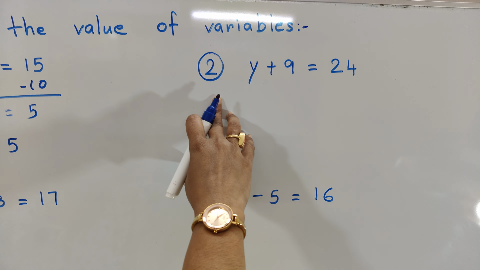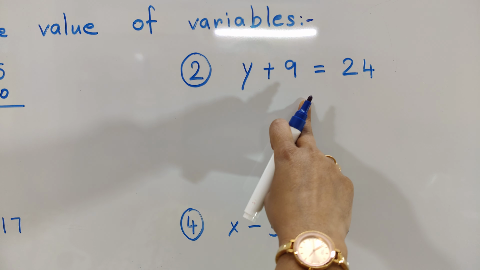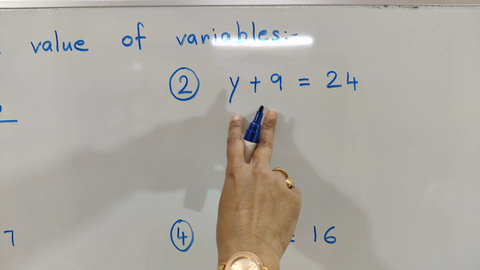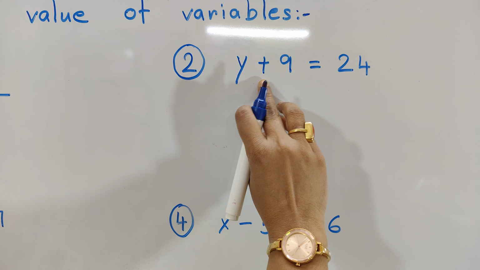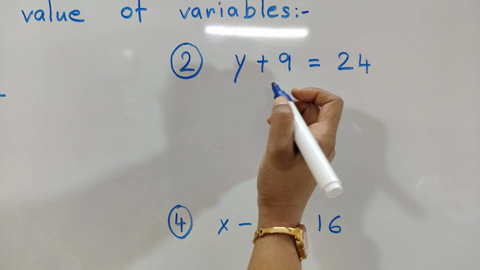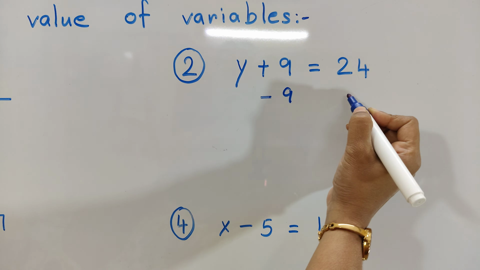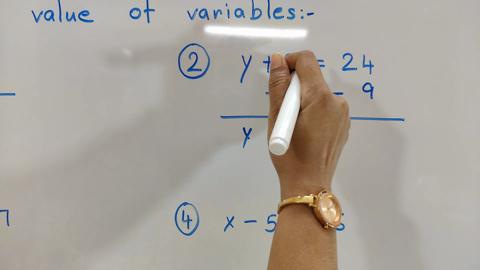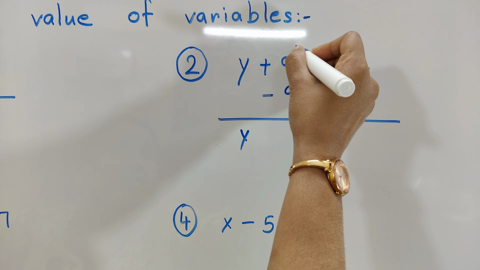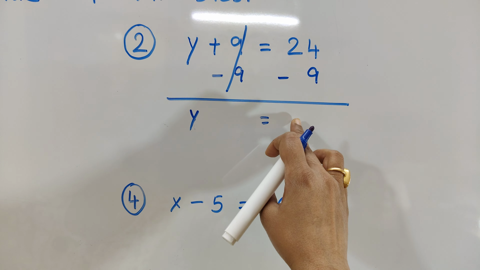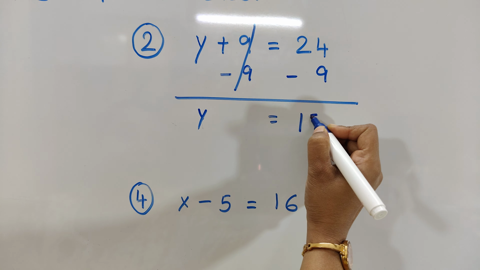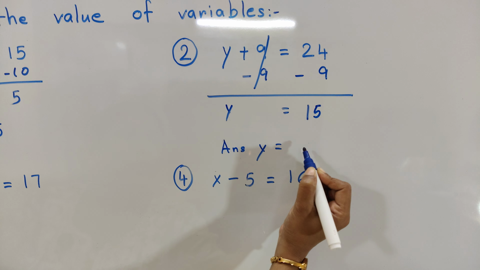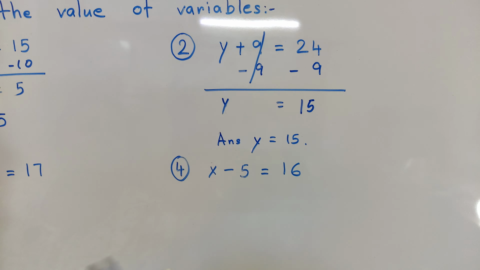In our next question, we see y plus 9 is equal to 24. So now we need to separate the variable and the constant. Since we see plus 9, positive 9, we will subtract 9 from both sides. y plus 9 and minus 9 is 0, so it will cancel out. 24 minus 9 is equal to 15. Answer, y is equal to 15.